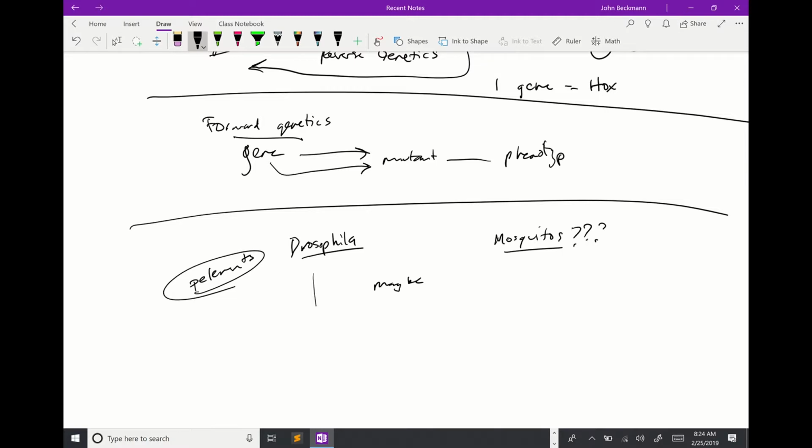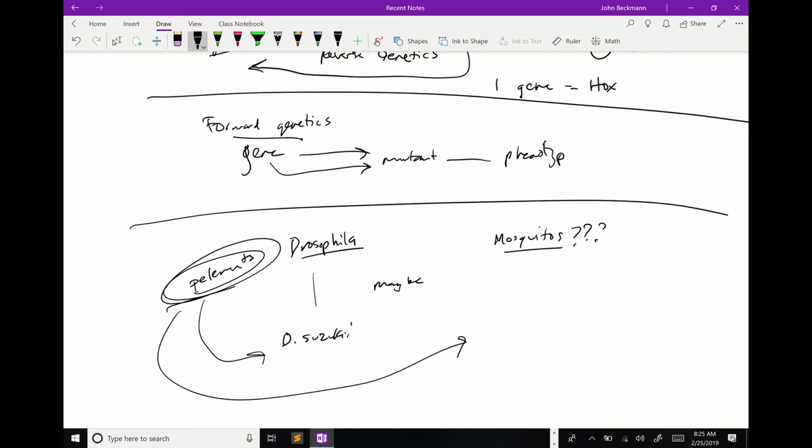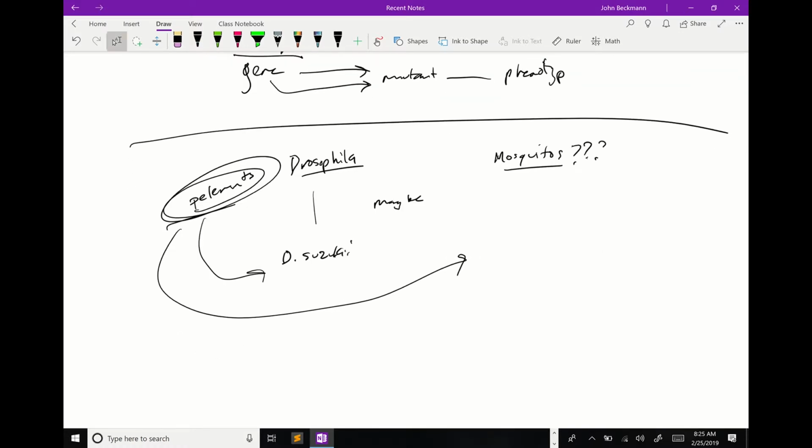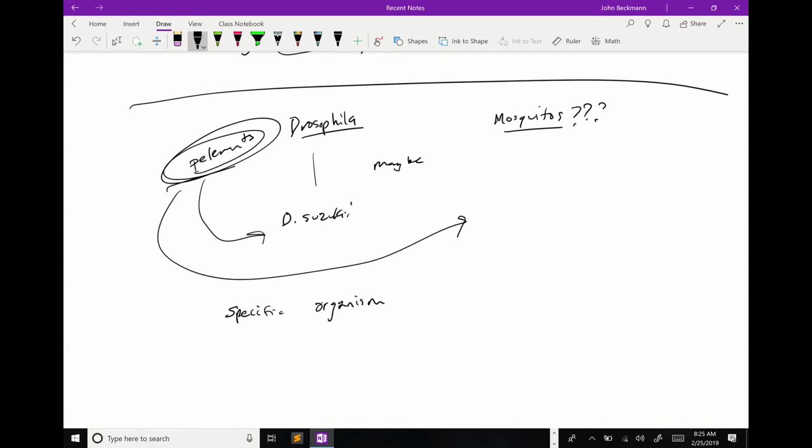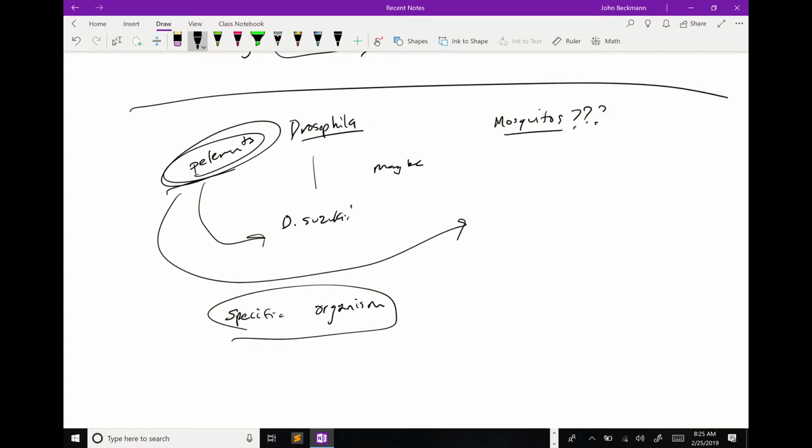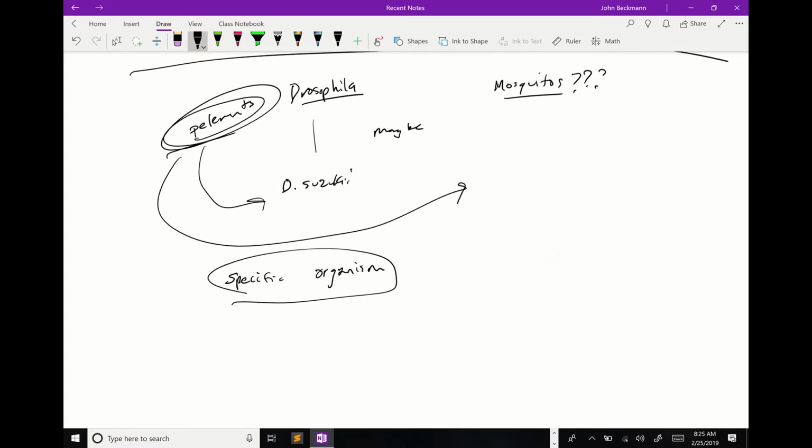So there's one agricultural pest, D. suzukii. P elements might work in D. suzukii. But you can't take P elements and have them work in mosquitoes or moths or other things. It doesn't work like that. So a lot of these transposons are very specific for their organism. Okay? They're very, very specific.